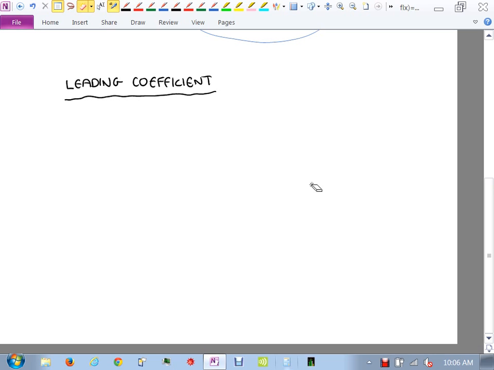Okay, leading coefficient. So let's get back to this. F of x equals a sub n, x to the n, plus a sub n minus 1, x to the n minus 1, plus dot, dot, dot. I'm just going to write that. That's a polynomial function, right? That ugly thing. I want to define for you quickly what the leading coefficient is. The leading coefficient is the number in front of your highest power of x.